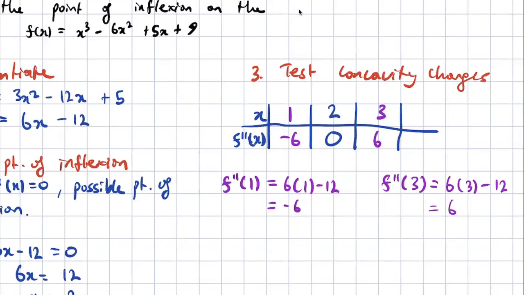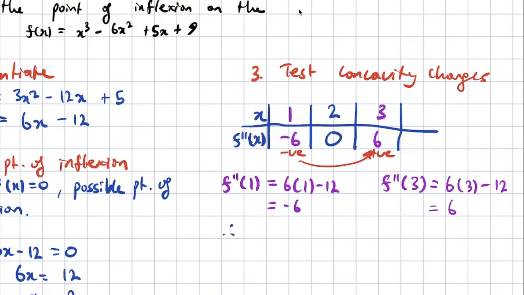Now, why are we substituting these values into the second derivative? Because that's testing the concavity at those points. So at 1, we have a negative concavity. And at 3, we have a positive concavity, which you can see in our diagram, where we go from negative to positive here. I'm highlighting that for you in red. So because our concavity changes on either side of that x value of 2, it means that at x equals 2, we have a point of inflection.